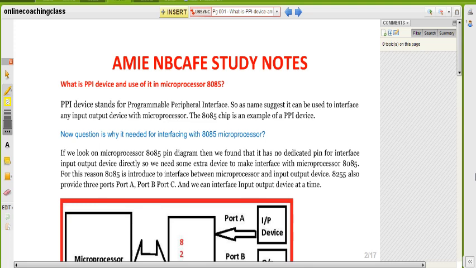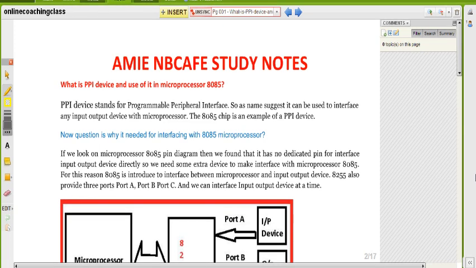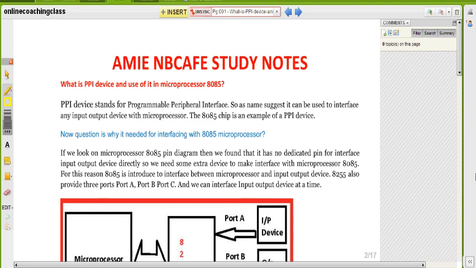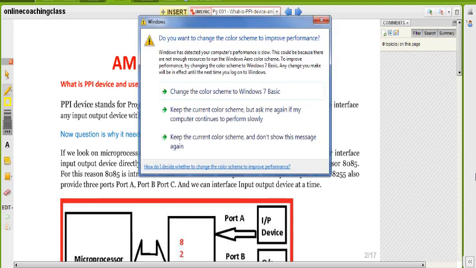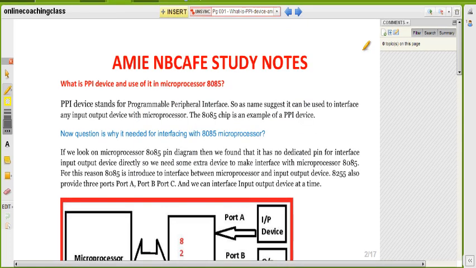Hi, in today's class we will learn what a PPI device is and how we interface this PPI device, 8255, with microprocessor 8085. To know the PPI device, at first we have to know the meaning of PPI. PPI stands for Programmable Peripheral Interface. As the name suggests, it can be used to interface any input-output device with a microprocessor.